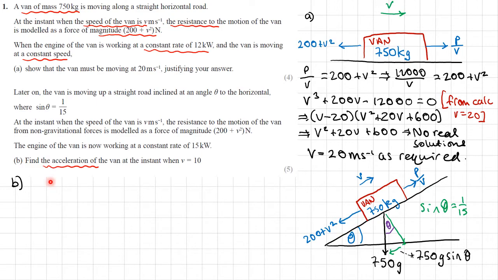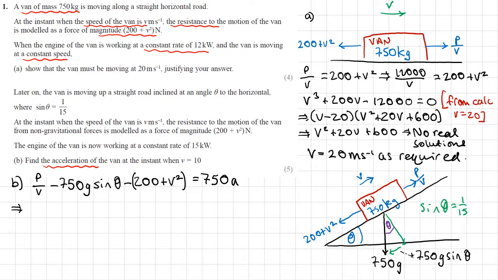Now this time the forces aren't balanced because we're told that the van is accelerating. So P over V is going to be the tractive force. So P over V is pulling. We've got two forces, a gravitational resistance, so that's the 750 g sine theta, and also this resistive force here, 200 plus V squared, so we need to subtract 200 plus V squared. So that's our resultant force, and that's going to equal to ma, so 750a.